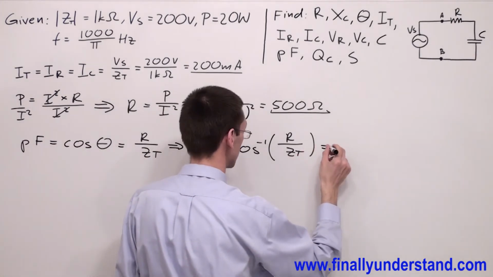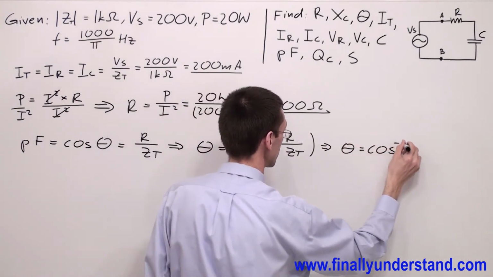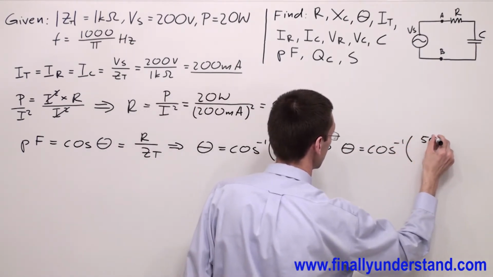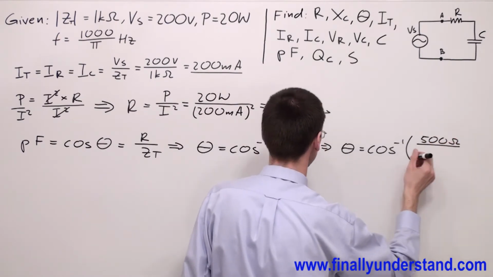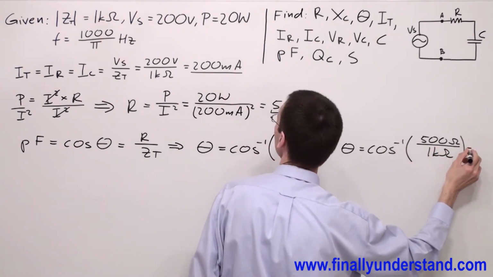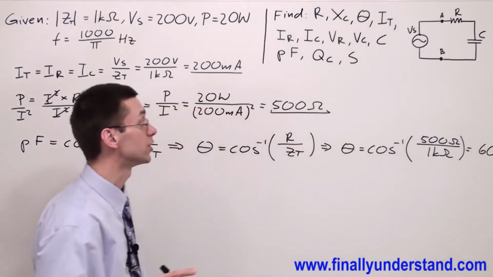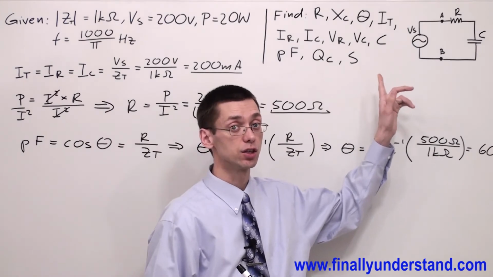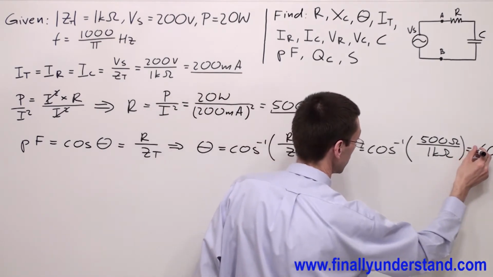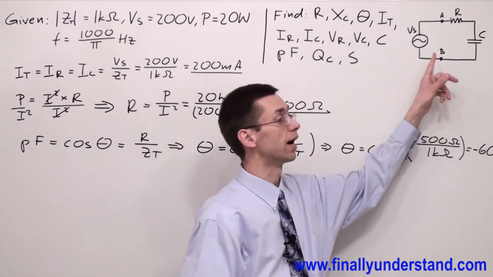Next, plug in the values. So I have theta equals inverse cosine, and I have R equals 500 ohms over Z total, which is equal to 1 kilo ohm. This is equal to 60 degrees. But please notice that this is an RC circuit. Anytime we talk about an RC circuit, the angle theta is always going to be negative. I add the negative sign because this is an RC circuit.